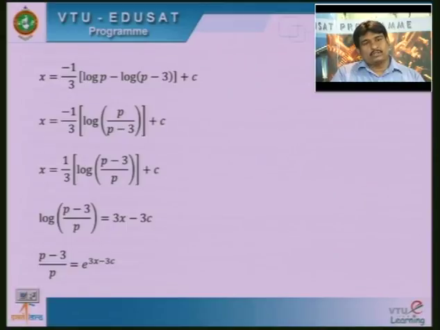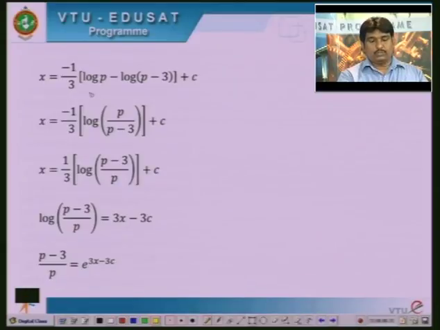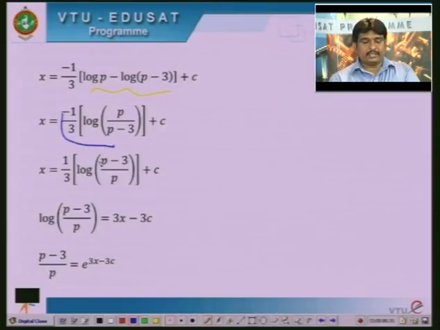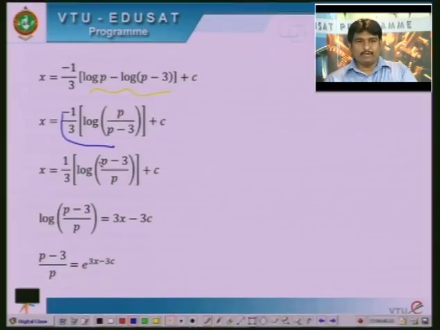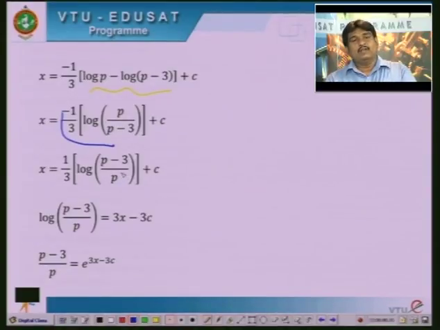Use properties of logarithms. Log a minus log b is log of a by b. So log p minus log of p minus 3 can be written as log of p divided by p minus 3 plus c. So x is, okay, if I take this negative sign inside, minus log x is log of 1 by x, so we will get the reciprocal of that, log of p minus 3 divided by p. So x equals to 1 by 3 times log of p minus 3 divided by p plus c. Multiply by 3 throughout to get log of p minus 3 divided by p as 3x minus 3c.